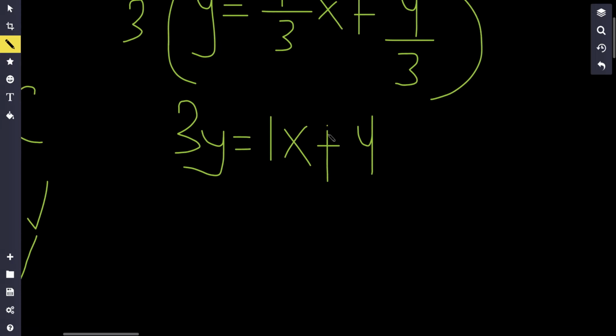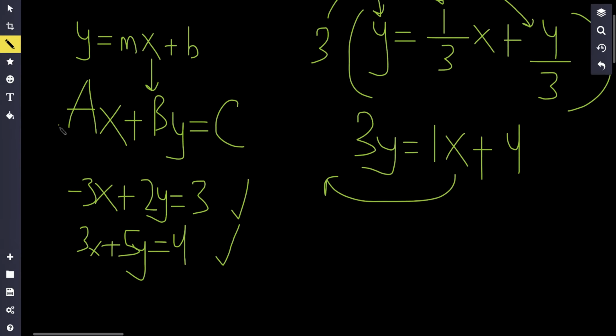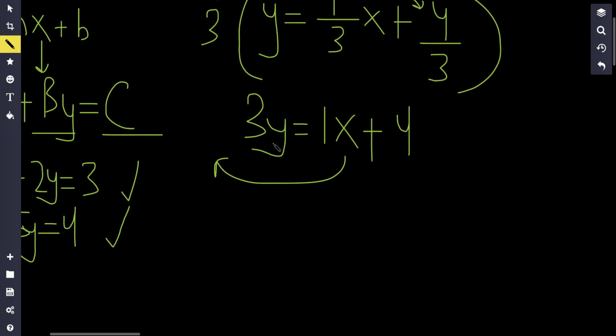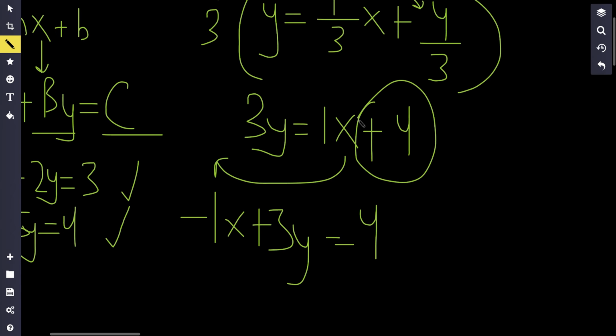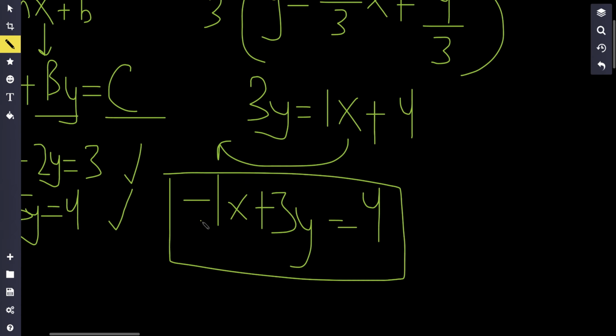Now I'm going to move this x to the other side, because standard form is in the form ax + by = c, and right now x and y are not on the same side. So I have to move this x to this side. I'm going to get negative 1x + 3y = 4, positive 4. And boom, there we go. There is our line in standard form.